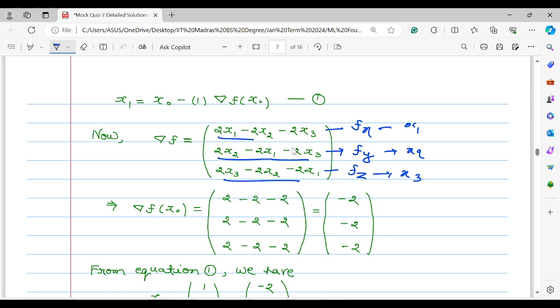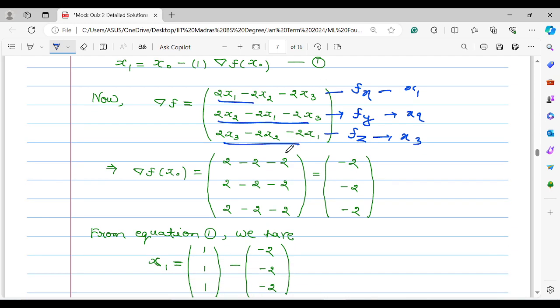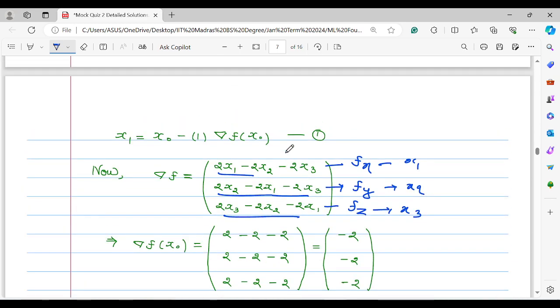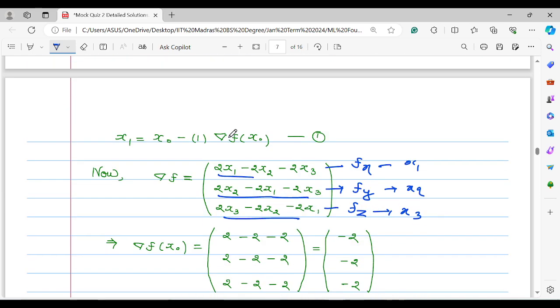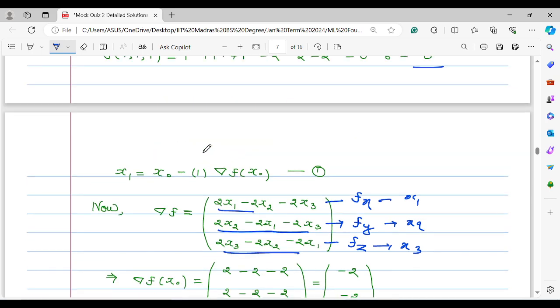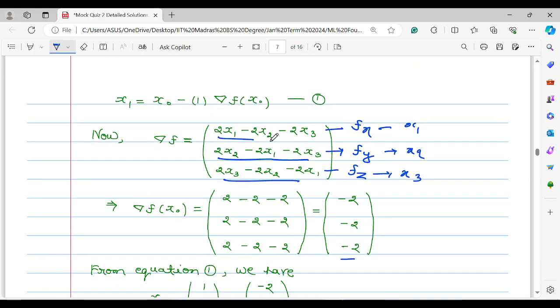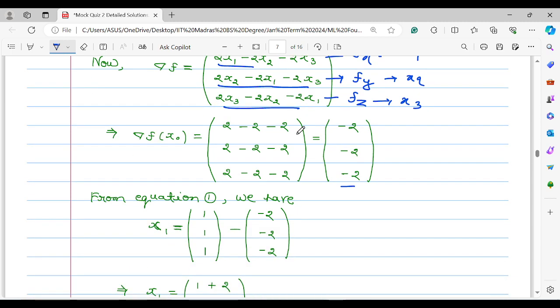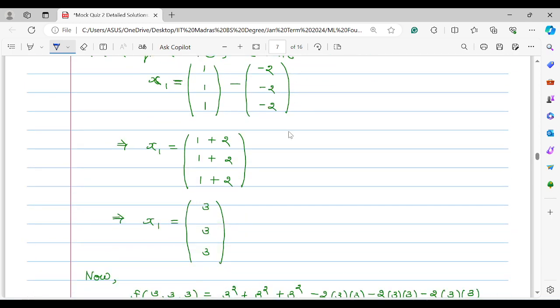So for x naught, we have simply substituted the x naught value. What is x naught? 1, 1, 1. So in place of x1, x2, x3 we substitute 1, 1, 1, and we get minus 2, minus 2, minus 2. So from equation 1, x1 is equal to x naught minus this formula. So x1 is equal to 1, 1, 1 minus minus 2, minus 2, minus 2, and x1 is 3, 3, 3.